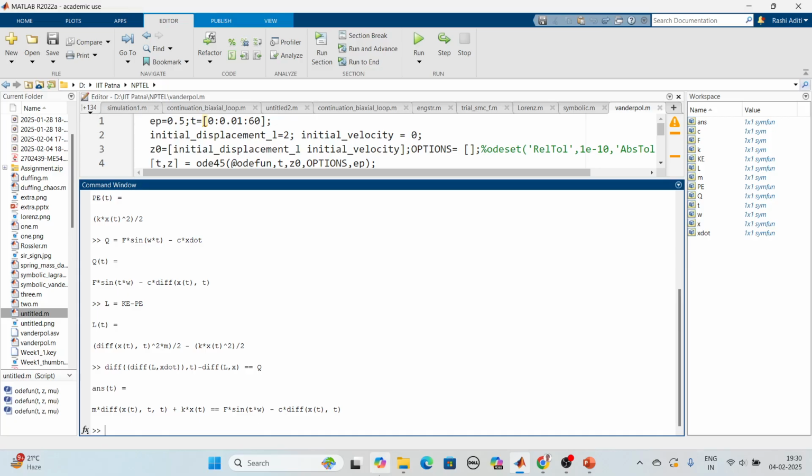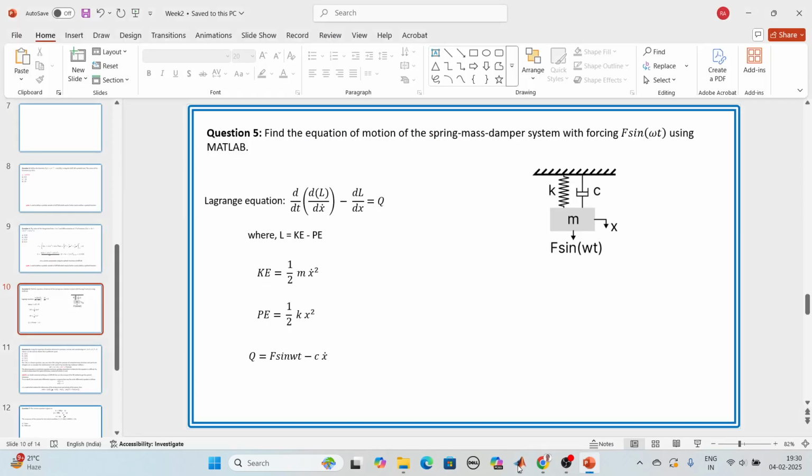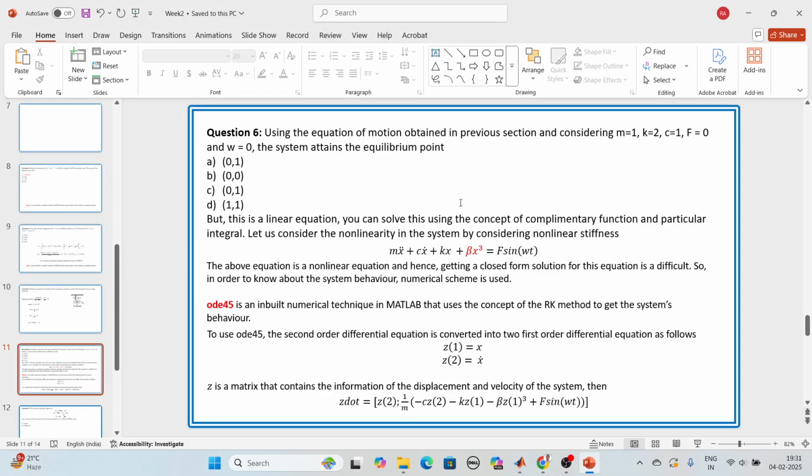Now, coming on to the PPT again, we have finally done it with respect to whatever. Now coming to question number 6. The question says: using the equation of motion obtained in the previous section and considering m equal to 1, k equal to 2, c equal to 1 and F equal to 0, omega 0, the system attains the equilibrium point.